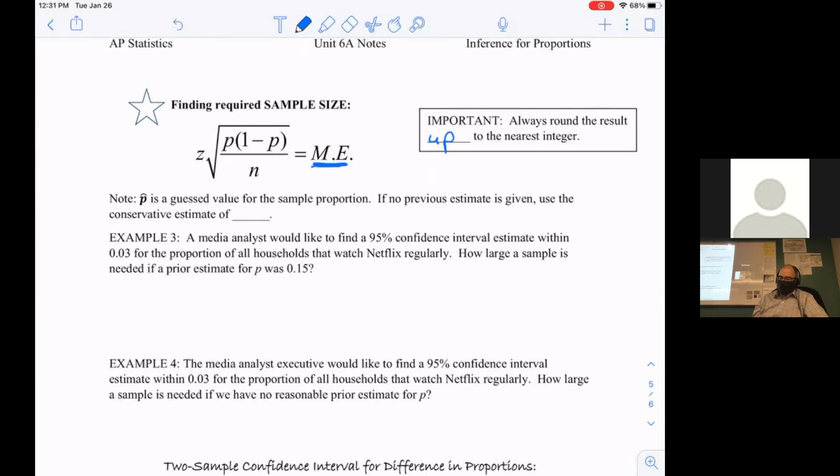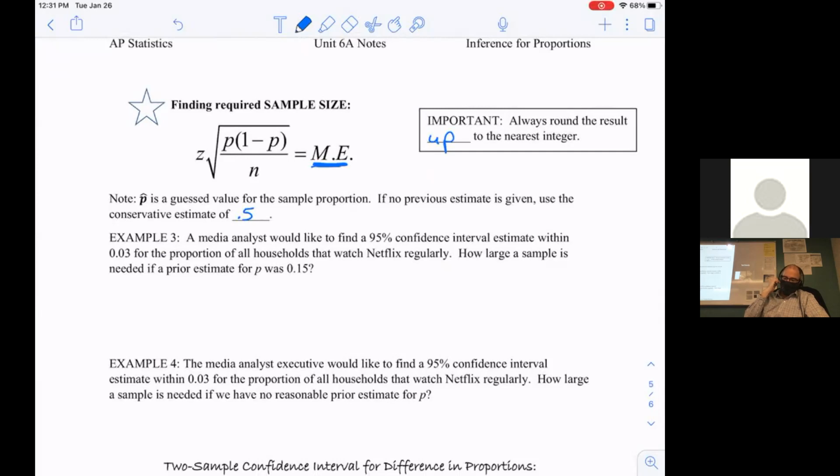Note p-hat is a guessed value. If no previous estimate is given, then we'll use something like p-hat = 0.5 as my estimate, and we'll show you why that matters in the end.